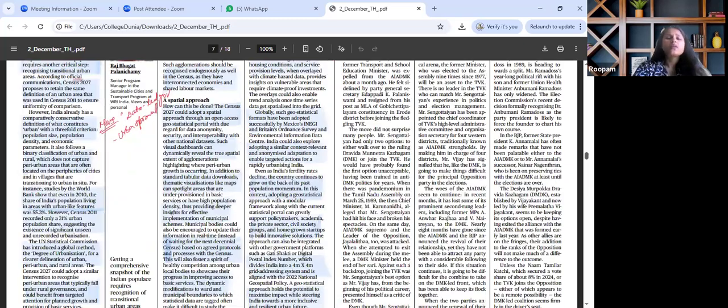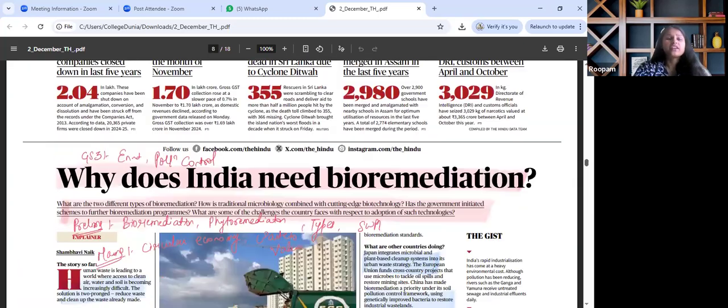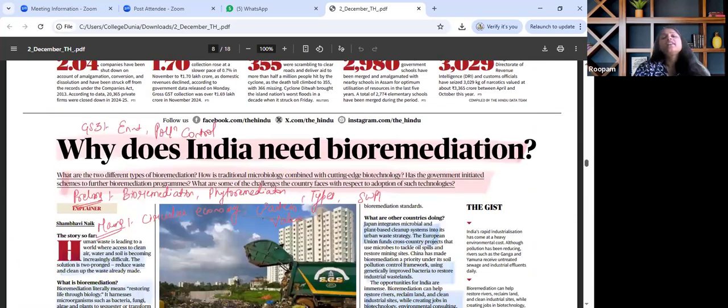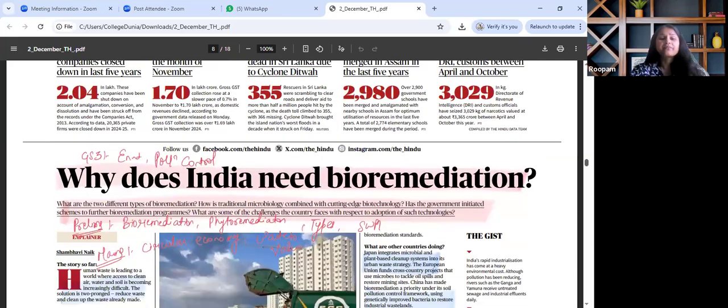The next very important article for GS Paper 3 environment is about why India needs bioremediation. This is relevant for GS Paper 3 environment and pollution control measures. The key theme discussed in this article is using microorganisms and plants for cleaning waste, tackling landfill mountains, and treating polluted rivers and soils, which could be a way forward for tackling pollution and its problems.